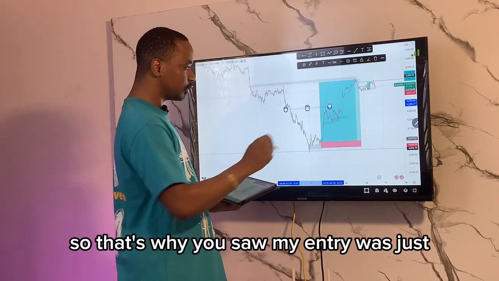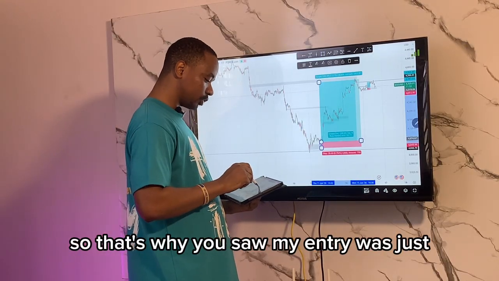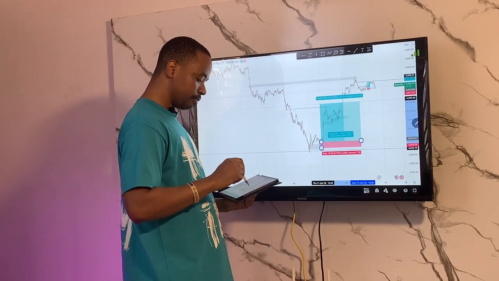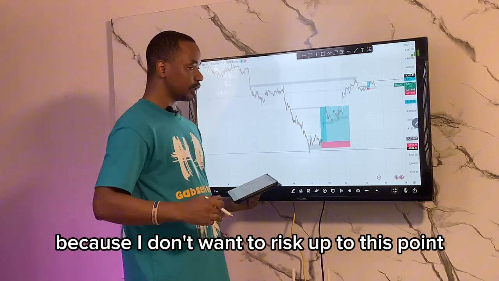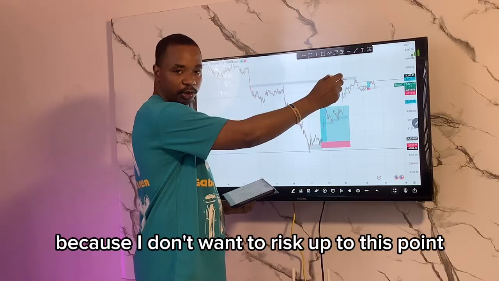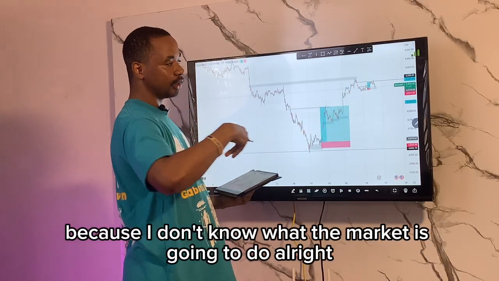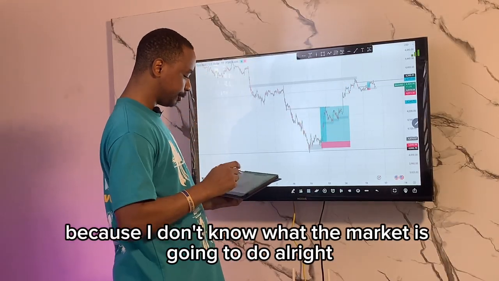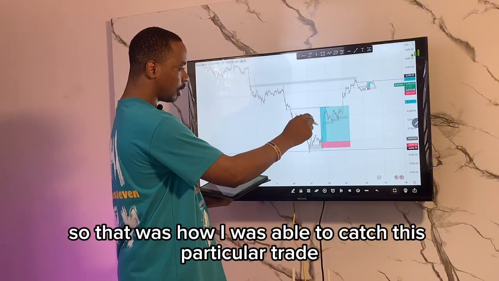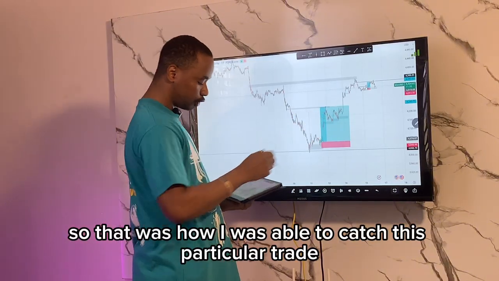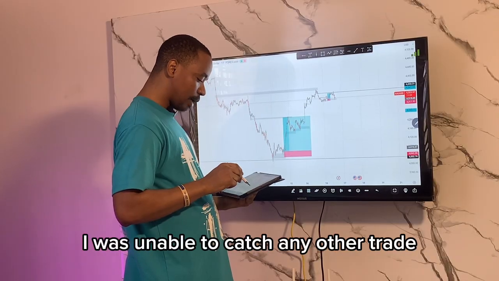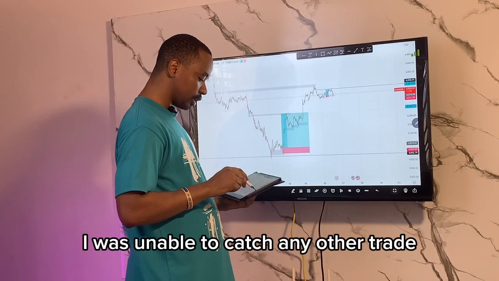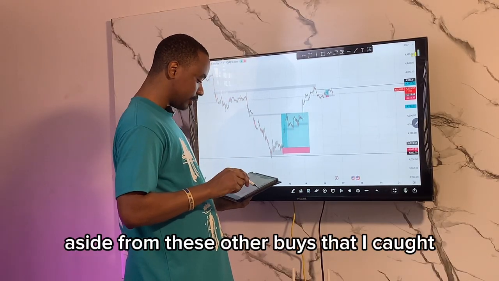So that's why you saw my entry was just below this other roadblock, because I don't want to risk up to this point, because I don't know what the market is going to do. So that was how I was able to catch this particular trade. Now, that was on the market opening. I was unable to catch any other trade aside from these other buys that I caught.